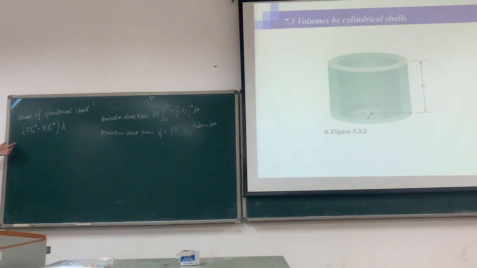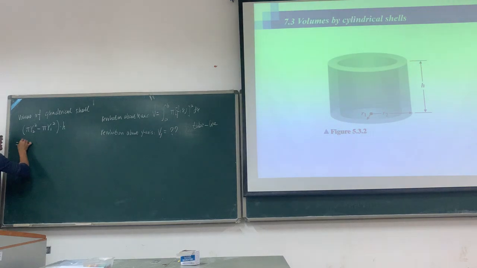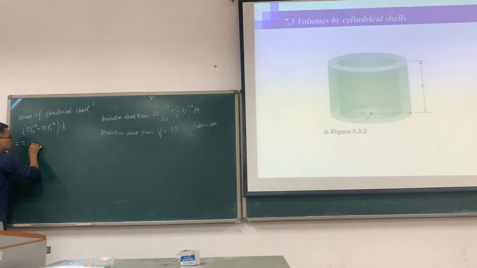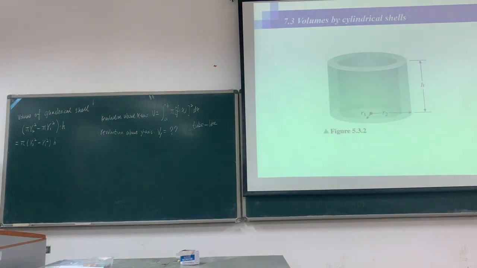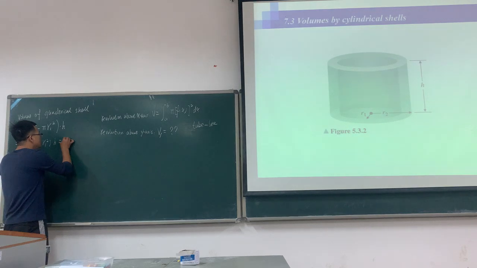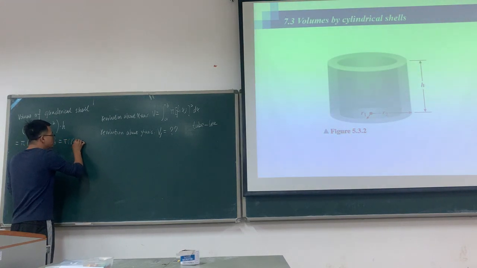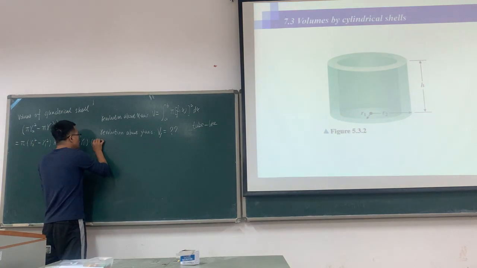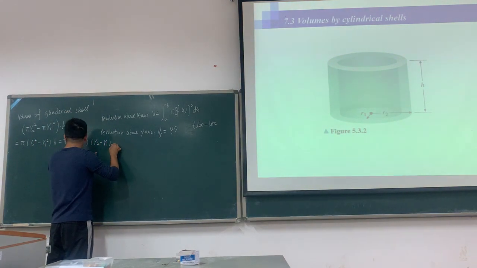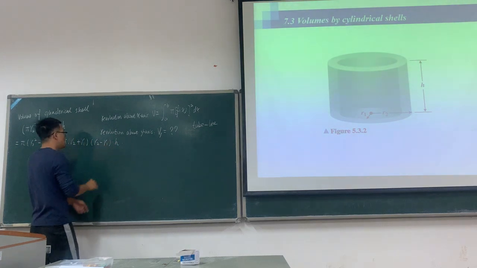Here we can see there is a pi, so we can take it out. So pi times (R2 squared minus R1 squared) times h. Actually, we can write R2 squared minus R1 squared as pi times (R2 plus R1) times (R2 minus R1), and times h.